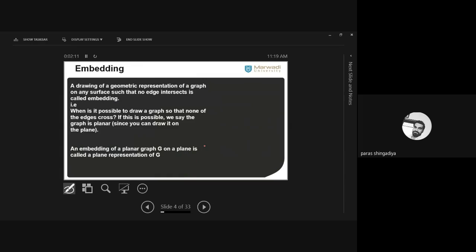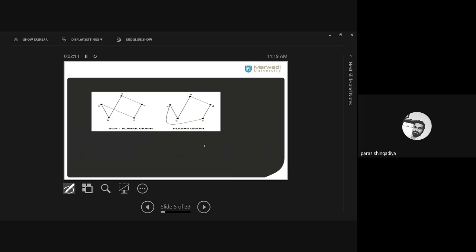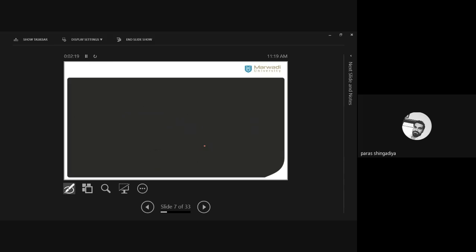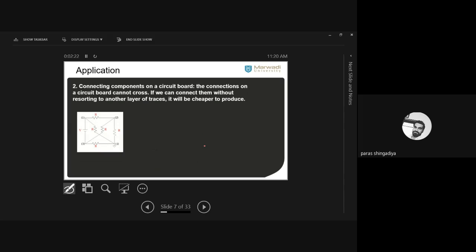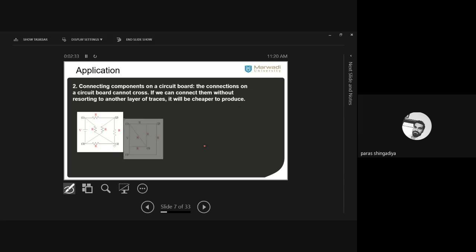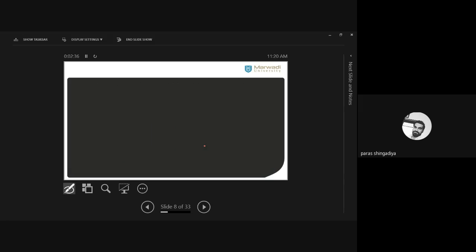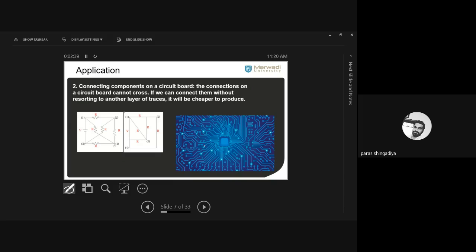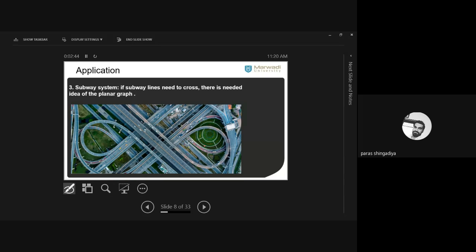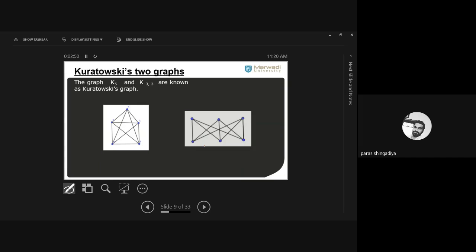ठीक है? So the definitions we discussed in the last lecture, and there is an embedding procedure to convert non-planar to planar. Then after that we discussed the applications, where it is required and what the importance of planar graphs is in real life as well as in the engineering field. It gives the idea to develop a network of utilities such as an electricity network, gas pipeline, water pipeline. It is also used in the circuit board of any electric chip. It is also used in the subway system, where we can use the concept of planar graph to develop such networks in such a way that no two networks cross.